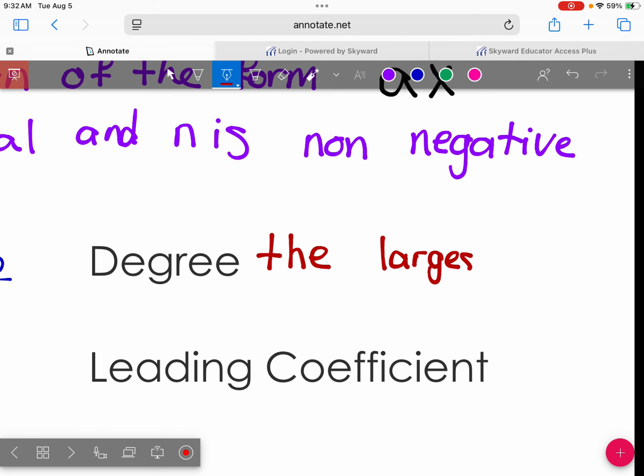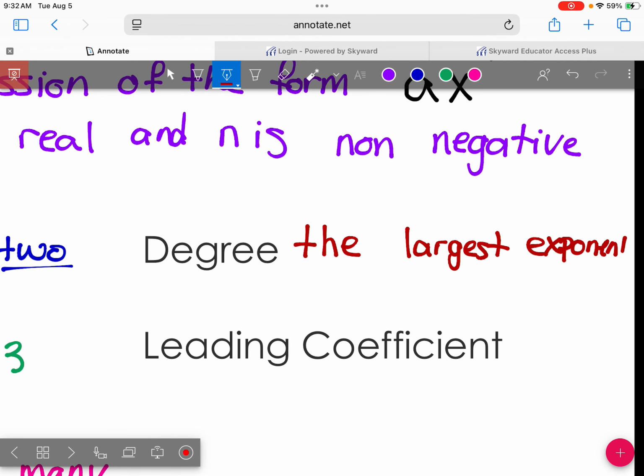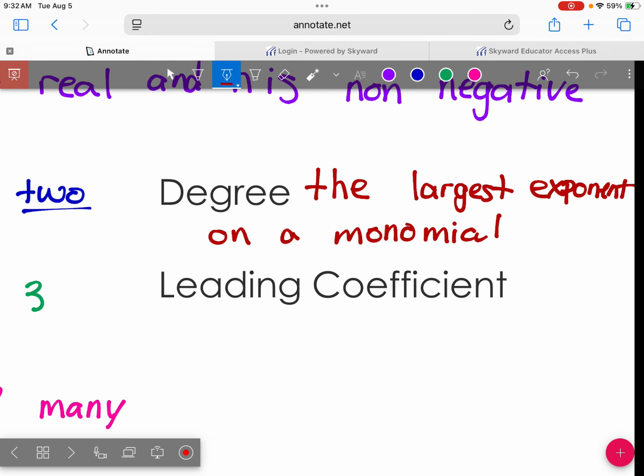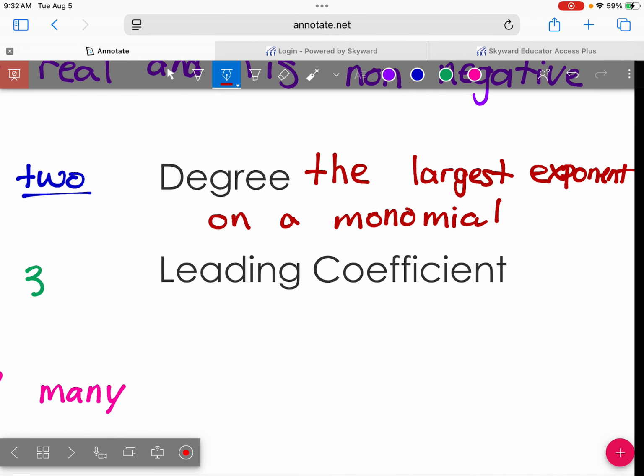The largest exponent on a monomial. That is specific to a single variable. So if it's just x's, just y's, we're not going to deal with more than one variable in polynomials and finding degree. So don't worry about that part, just to be clear. So it is the highest number of any monomial in a polynomial. So the largest exponent.